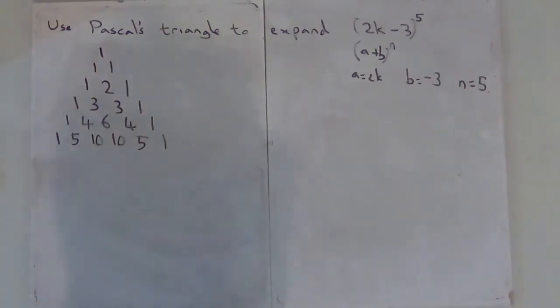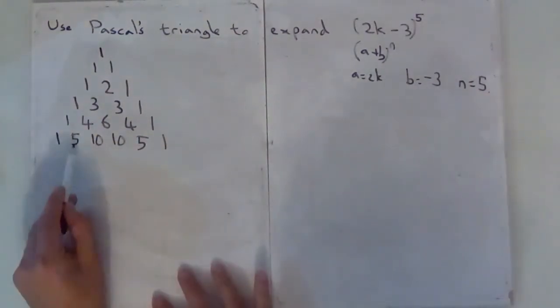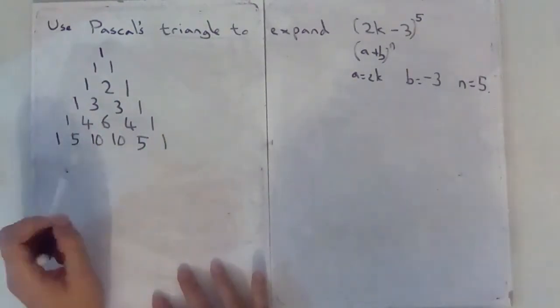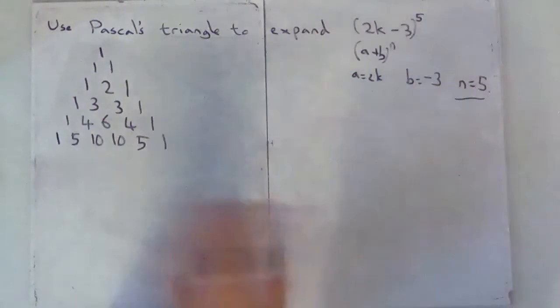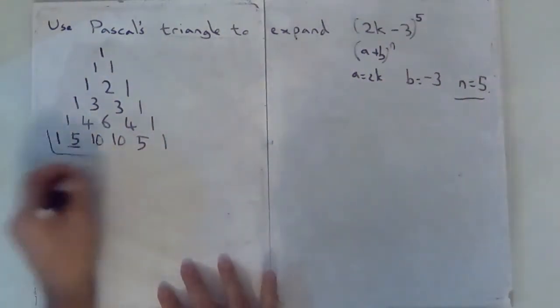I know which row I need. In any given row, you have a 1 and an n, and from the other side a 1 and an n. So I know n needs to be 5, so I stop when the second number in is a 5. So this is the row that I want.